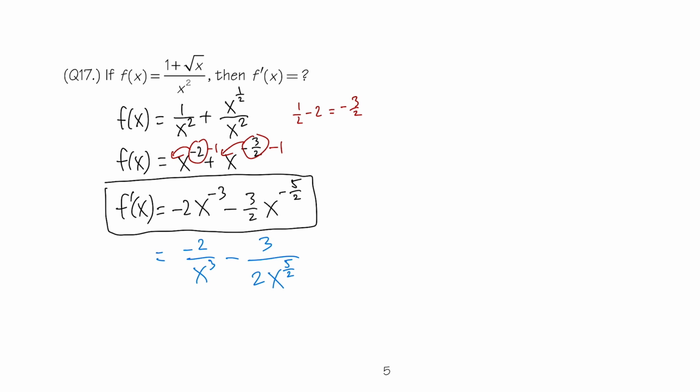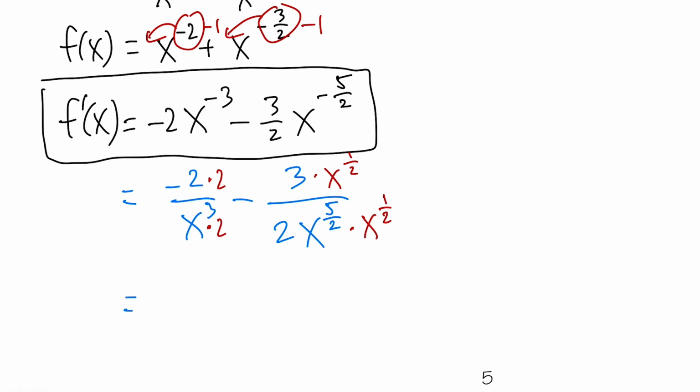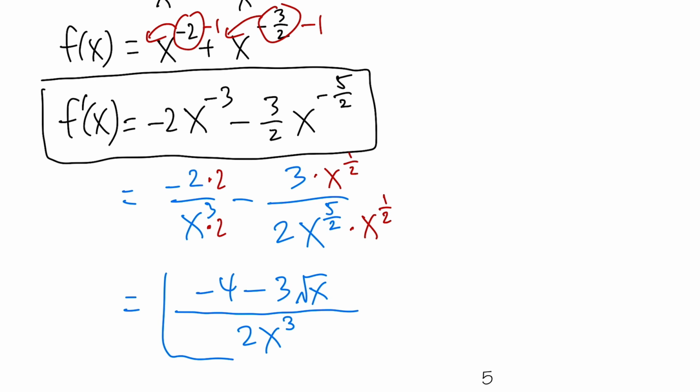And if you really want to, you can multiply this by 2 and 2. Multiply this by x to the 1/2 and x to the 1/2. And if you have this, then we'll have the same denominator, which is 2x to the third power, right? 5/2 plus 1/2 is 6/2, so that's why it's x to the third power. And then this right here is -4 minus 3. And if you want to simplify x to the 1/2, you can write that as square root of x. So I'll just say, or this.